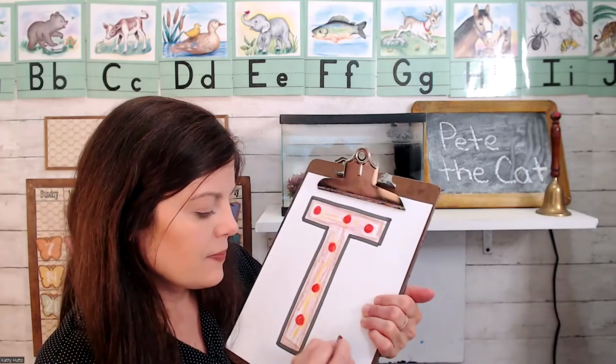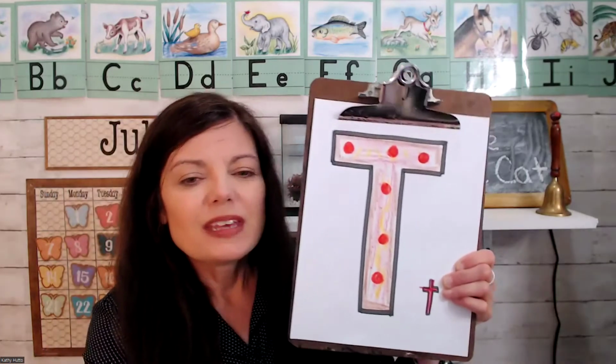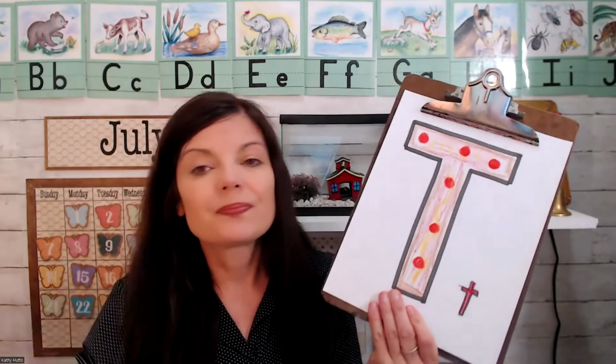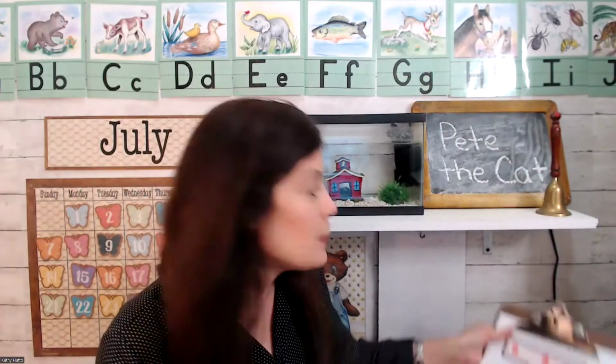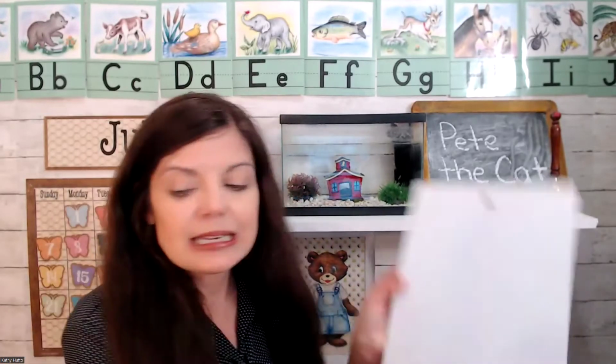Here's little T. So this is what letter? It's letter T for toppings. Today's story is Pete the cat and the perfect pizza party. Let me show you how to write letter T.